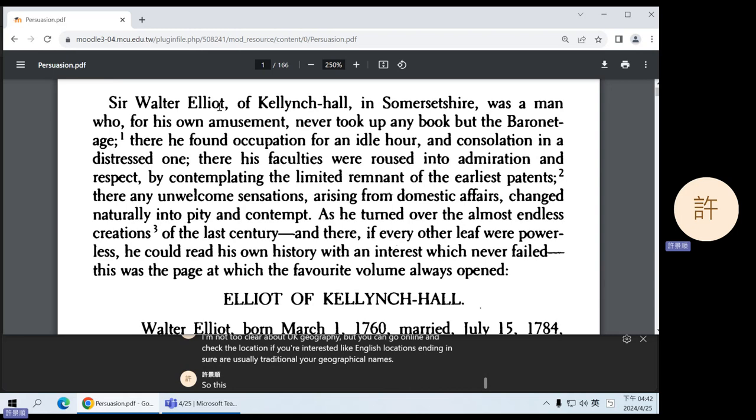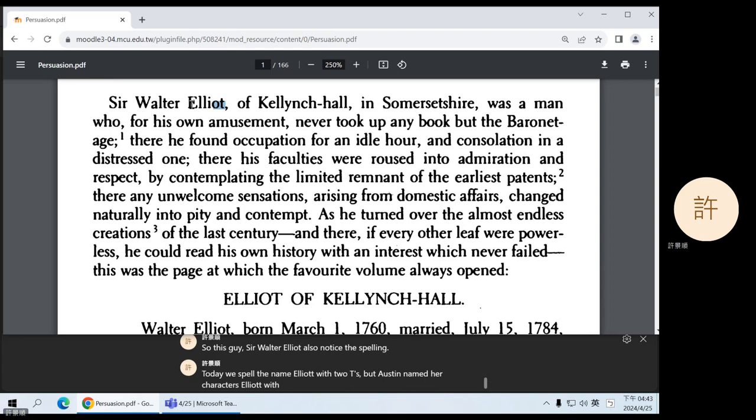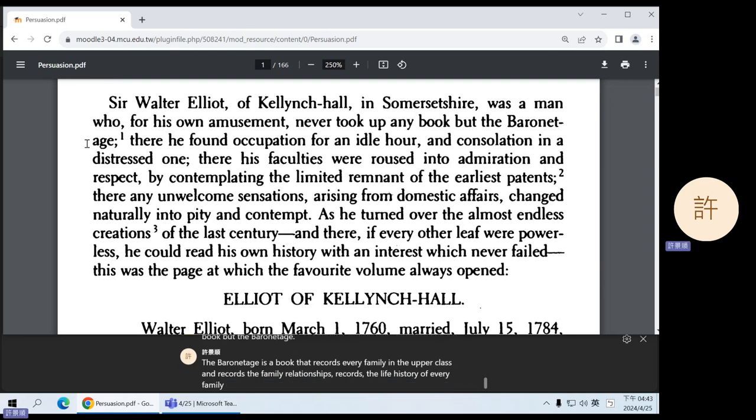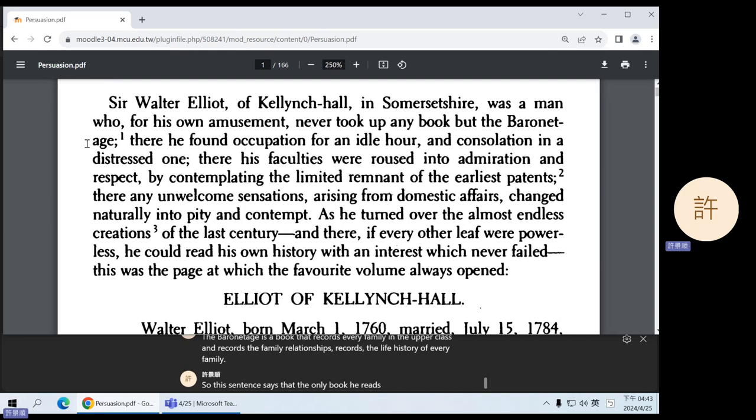So this guy, Sir Walter Elliot, also notice the spelling. Today we spell the name Elliot with 2 T's, but Austen named her characters Elliot with 1 T. So this guy was a man who, for his own amusement, never took up any book but the baronetage. The baronetage is a book that records every family in the upper class and records the family relationships, records the life history of every family. So this sentence says that the only book he reads is the book about being part of the upper class. And it's not literature, it's information.